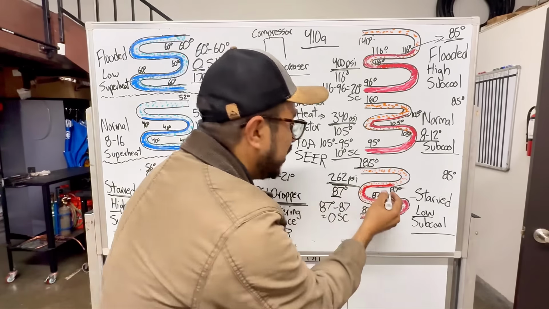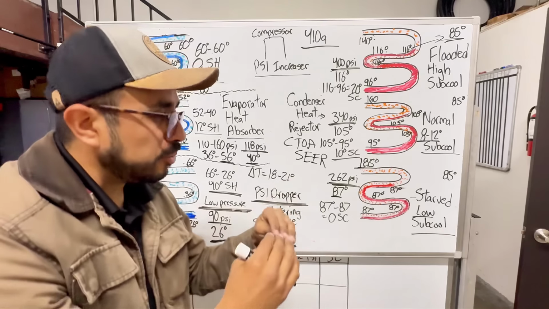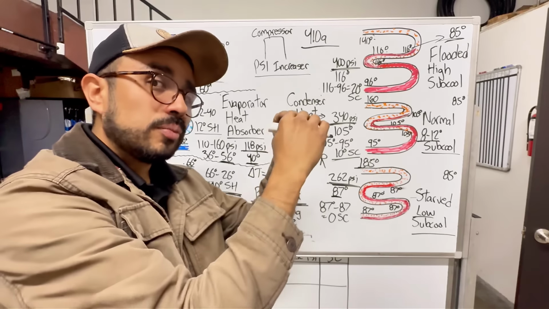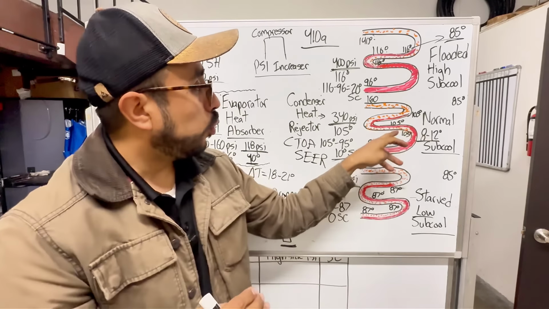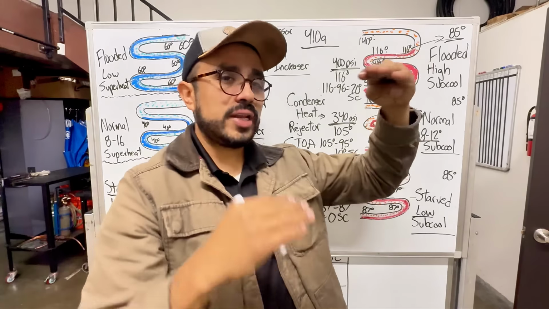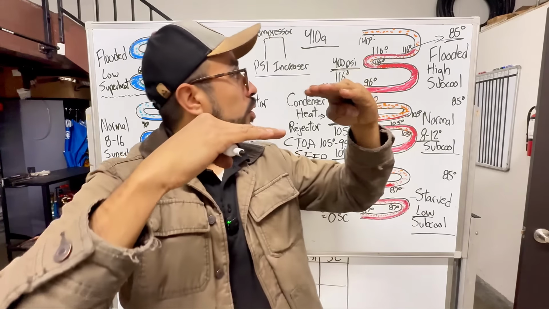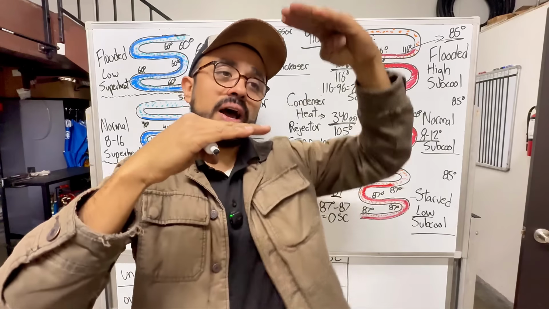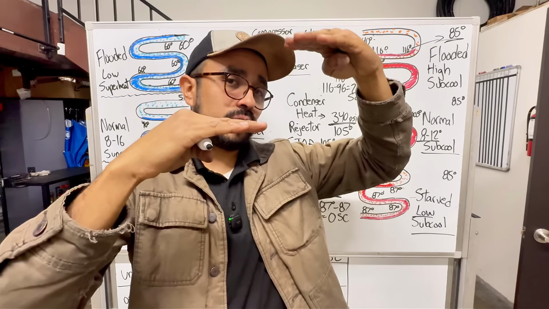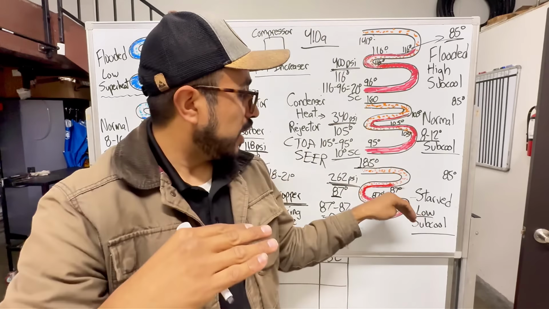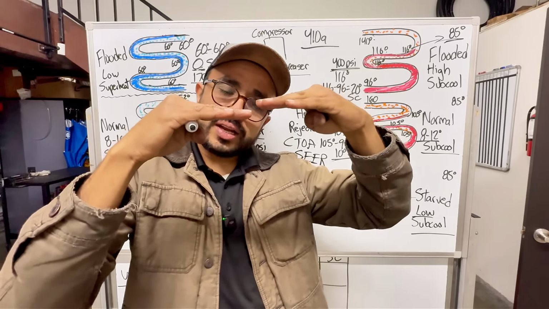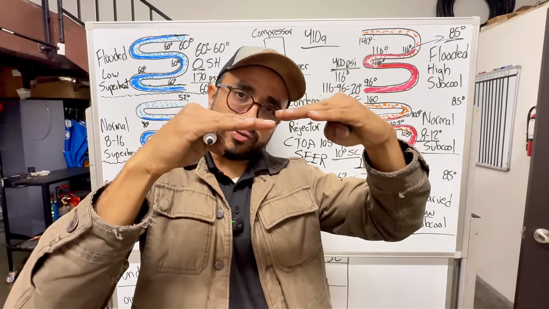But the key is the condensing temperature has to be a lot higher to reject more heat. So what was it? 105 and 85? That's good. 116 and 85, you're rejecting too much heat, right? More subcool liquid. But 87 and 85, that's not too much of a big difference.